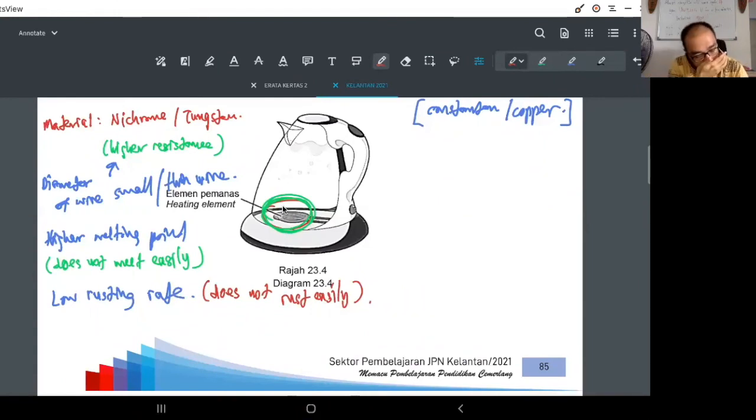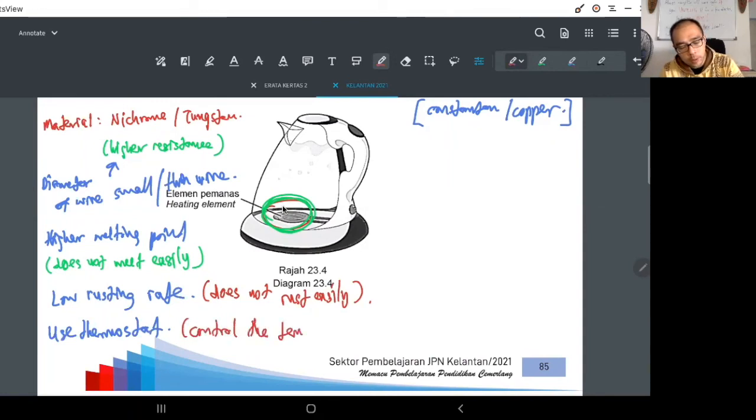Okay, and then lastly, use a thermostat so that it can control the temperature. Having a thermostat in the electric kettle is what causes it to switch off by itself.